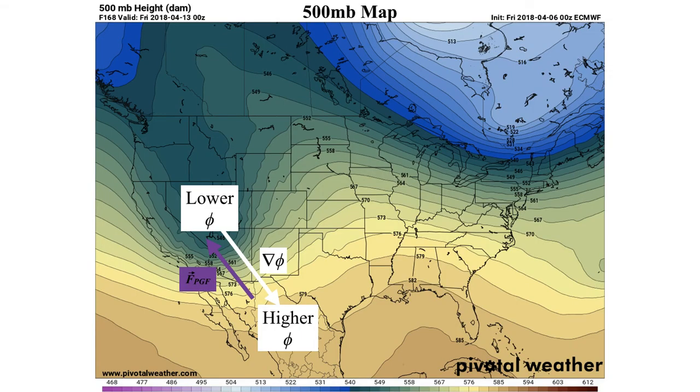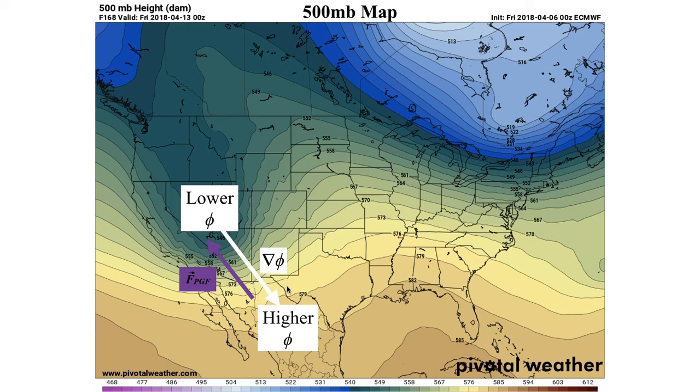So if we go back to the 500 millibar map that we had earlier, we have lower values of height, which means lower values of geopotential in this region, and higher values of geopotential or higher heights in this region. So the geopotential gradient points from the lower values to the higher values, but again, we have that negative sign telling us the pressure gradient force points in the opposite direction. So since the height gradient points something like this, the pressure gradient force points in the opposite direction, which is highlighted in this purple color here.